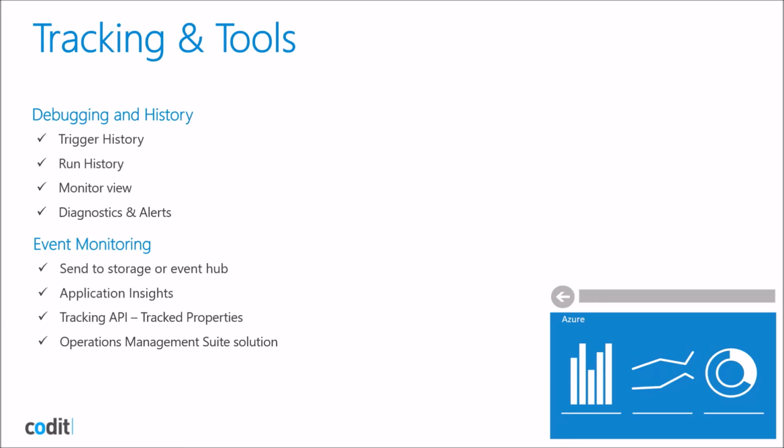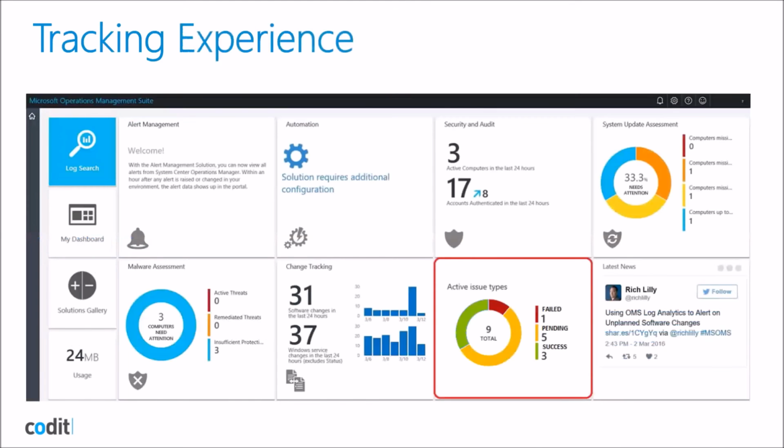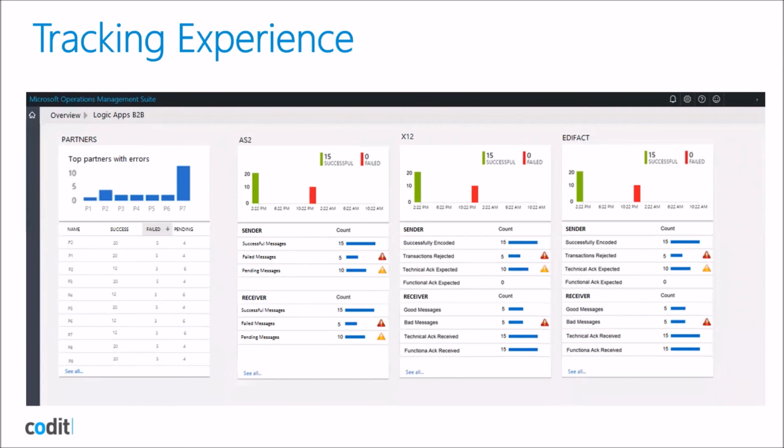When it comes to Operations Management Suite, there's an out-of-the-box offering there, which allows you to create a dashboard to show you what has happened. But this is currently only supported for your EDI and X12 flows. So this is how the dashboard looks. You can search your logs, you can see the active threads and so on. And here you can see the Logic apps B2B dashboard, where you can see your AS2 connections, see if they were successful or if they failed. And then you also have an overview of your X12 and EDIFACT offering.